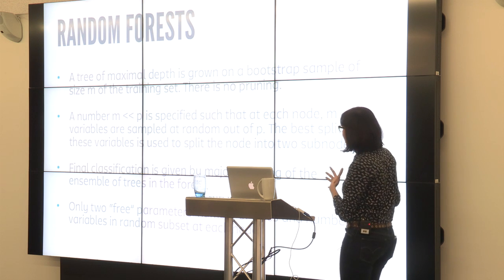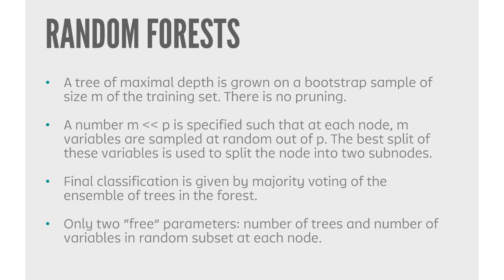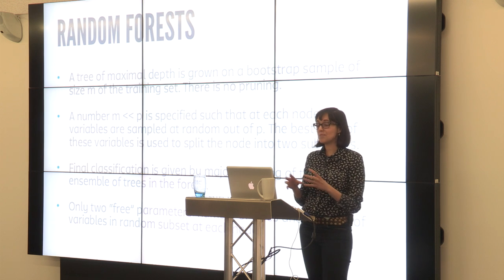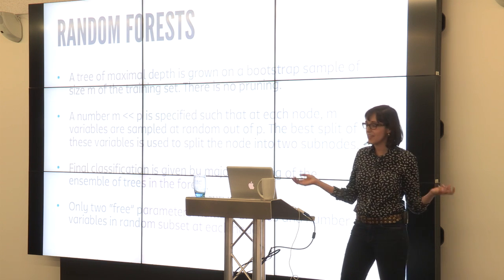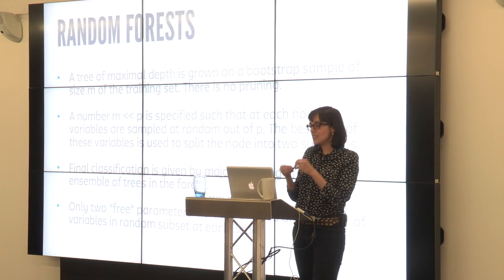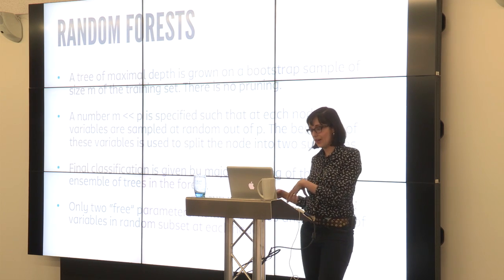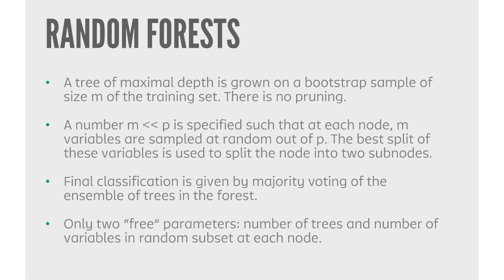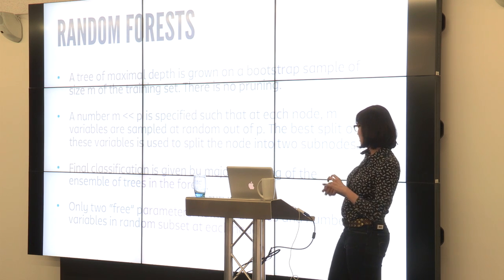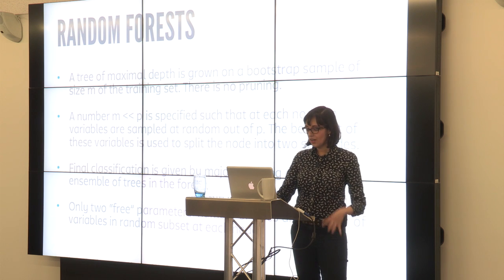So much more formally, a tree of maximal depth is grown on a bootstrap sample of size m of the training set, and there's no pruning. Under these conditions, you can then start splitting on each node, sampling variables at this point. The best split of these variables, according to specific criteria that you might define, is used to split the node into two subnodes, et cetera. Then the final classification is given by majority voting of the ensemble of trees in the forest. There are pretty much only two free parameters: the number of trees and the number of variables in the random subset at each node.